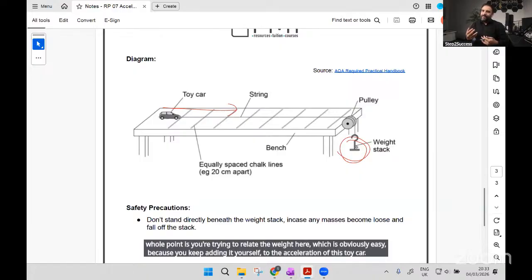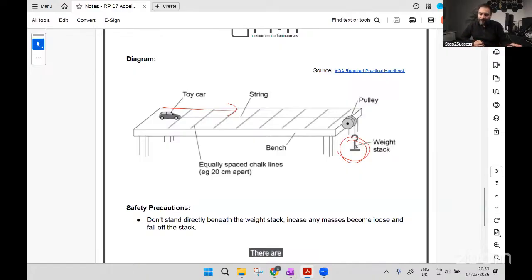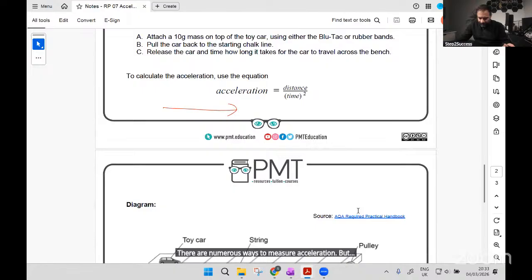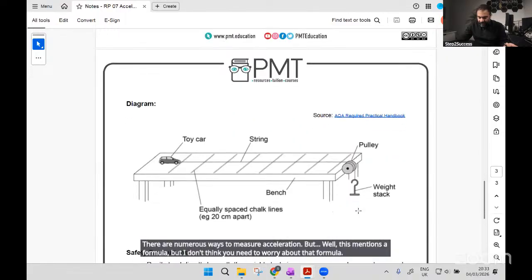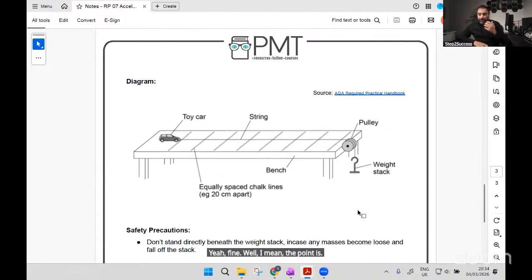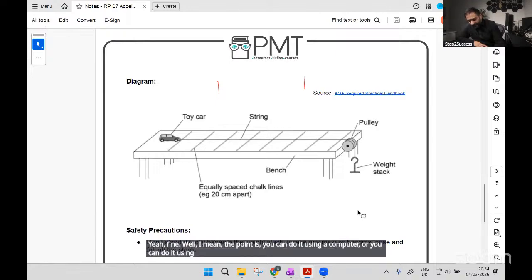Now, there are numerous ways to measure acceleration, but this mentions a formula, and I don't think you need to worry about that formula. The point is, you can do it using a computer, or using these light gates. It goes through one, it goes through the other, and a computer works out the acceleration.